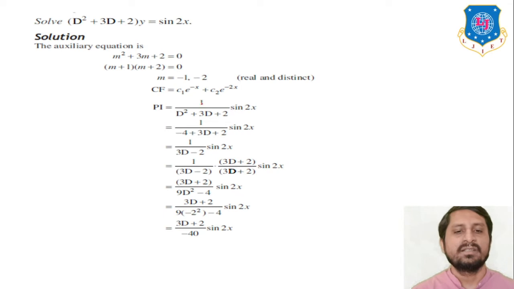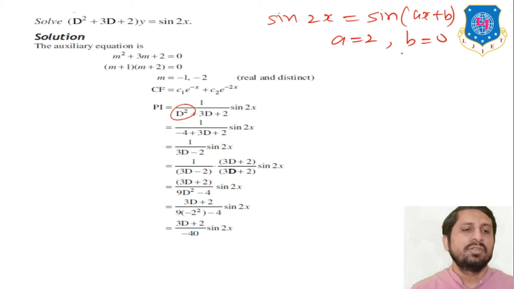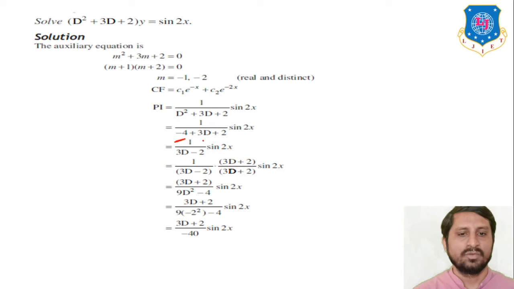Now the particular integral is 1 upon D square plus 3D plus 2 into sine 2x. Now instead of D square, what is your a? Sine 2x, so compare with sine ax plus b. So a is equal to 2 and b is 0. Clear? So instead of D square I can take minus 2 whole square, so minus 4. So minus 4 plus 3D plus 2. Clear? Instead of D square, minus 4 plus 3D plus 2. So minus 4 plus 2, so minus 2: 1 upon 3D minus 2, sine 2x.